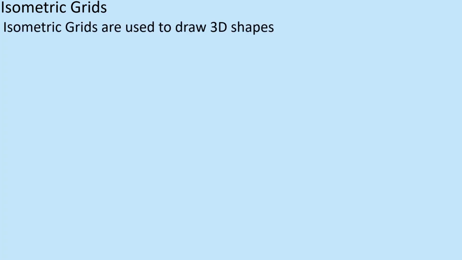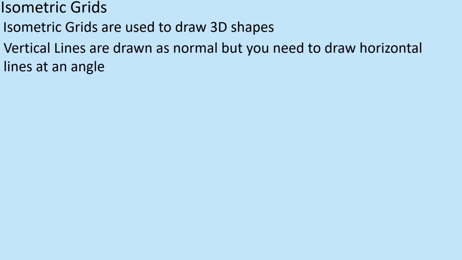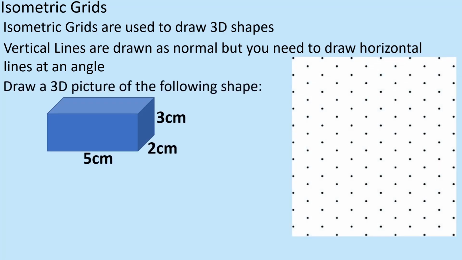So we are going to look now at isometric grids. Isometric grids are a way of drawing 3D shapes. So vertical lines are drawn as normal, but you need to draw horizontal lines at angles, and it's a way of showing it. If I ask you to draw a 3D shape on here, we're going to do the vertical lines, and then the horizontal ones.